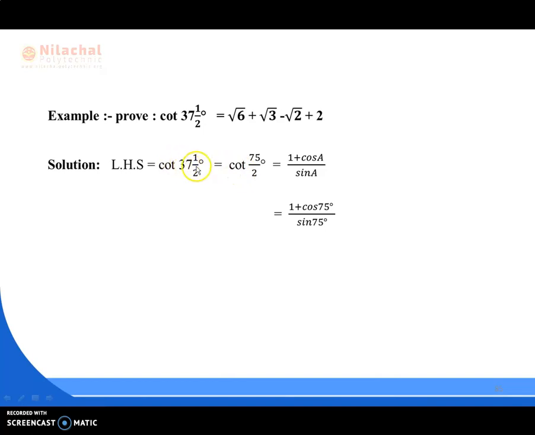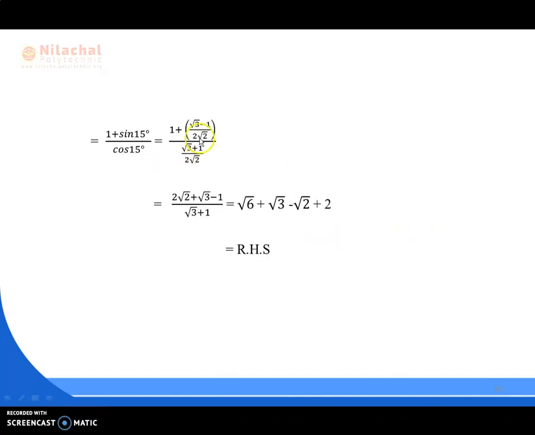This is how much: 37 whole 1 by 2 degree means 75 by 2 degree. So we know the cot theta by 2 formula: cot theta by 2 equals 1 plus cos a by sin a. So we just put down theta, where a is 75 degree. We need the cos 75 degree and sin 75 degree values. Here cos 75 degree means sin 15 degree and sin 75 degree means cos 15 degree.